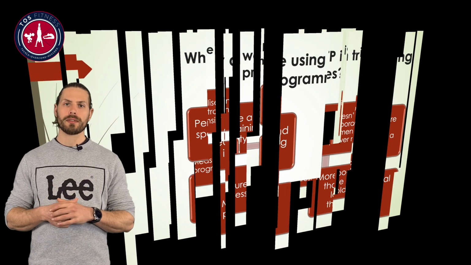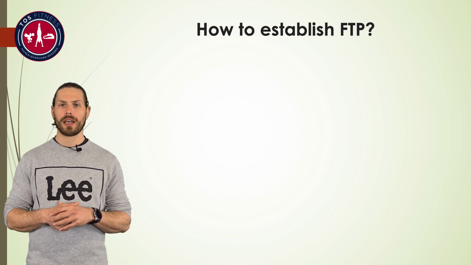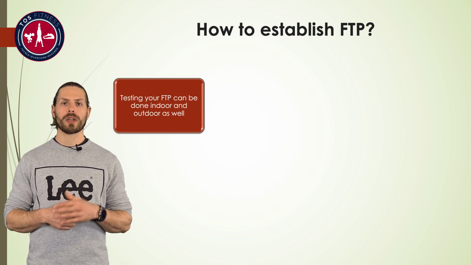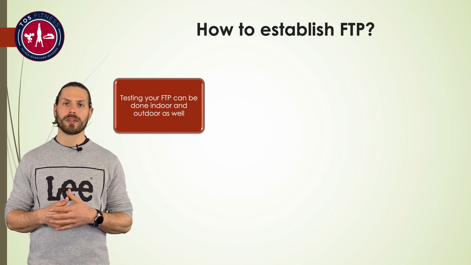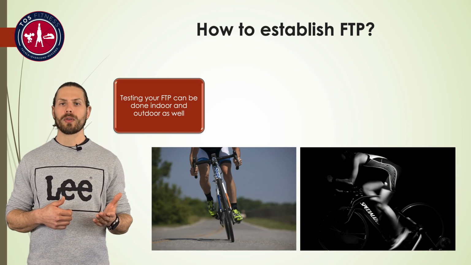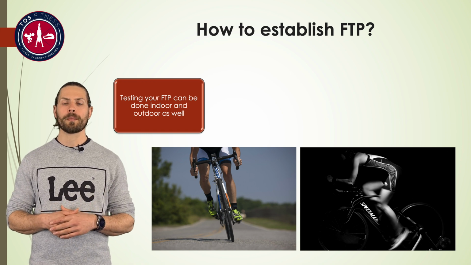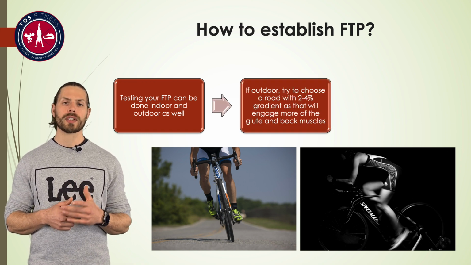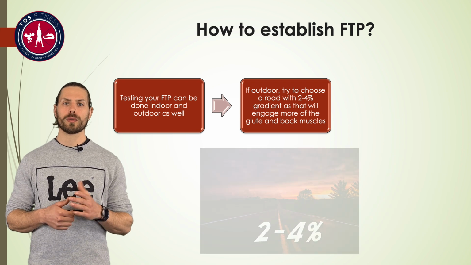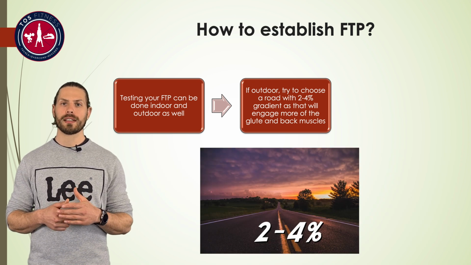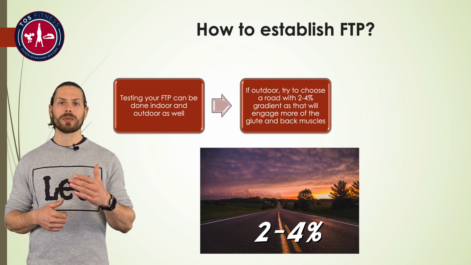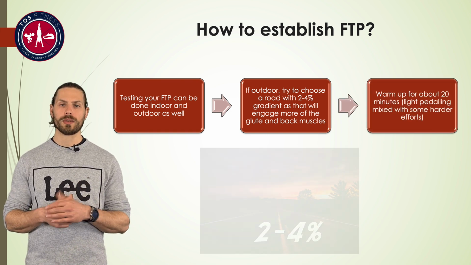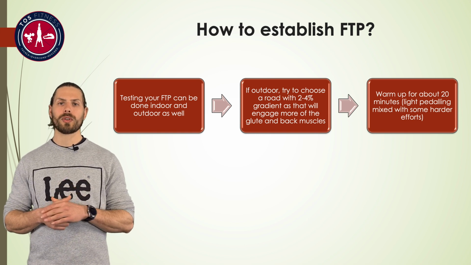In order to effectively train with functional threshold power, you're gonna have to establish what your current FTP is. In order to do so, you're gonna have to run a few tests. One of the most common tests is the 20 minute FTP test, which can be performed outdoors and indoors as well. If you choose to run the test outdoors, it is recommended that you choose a road with a 2 to 4% gradient, because that will require you to engage more back and glute muscles, so you will get a more realistic power value.